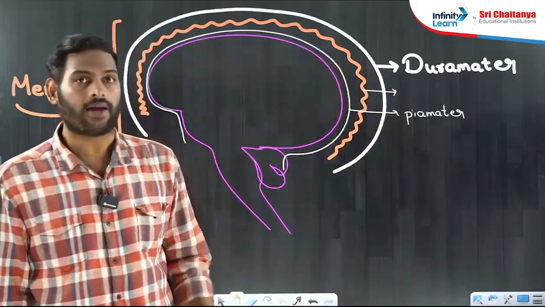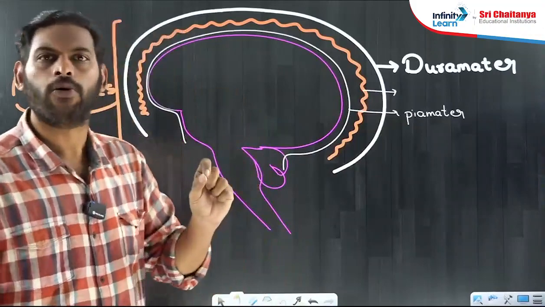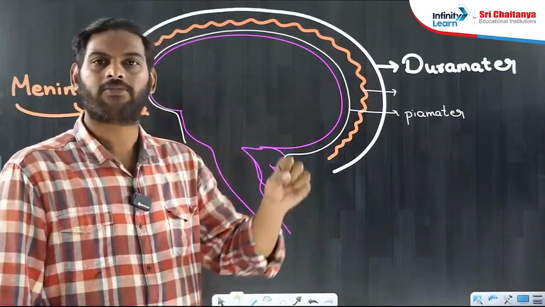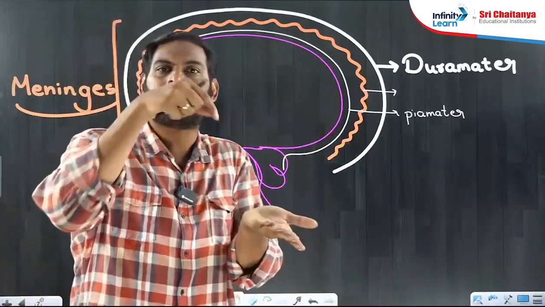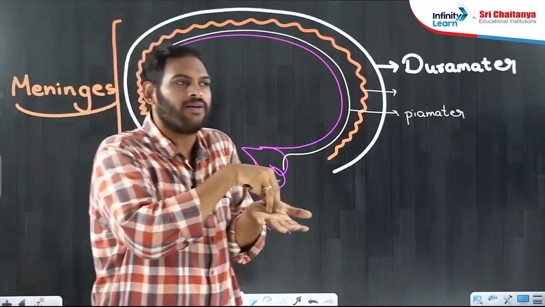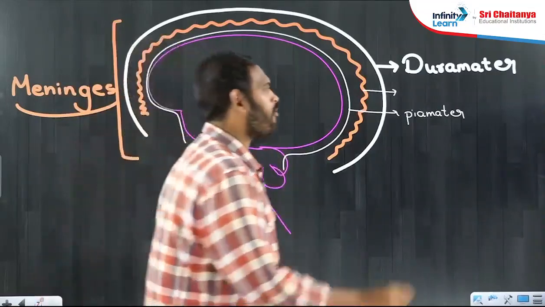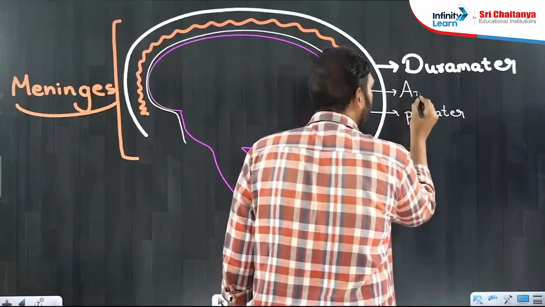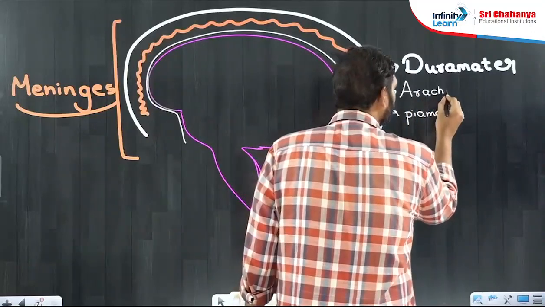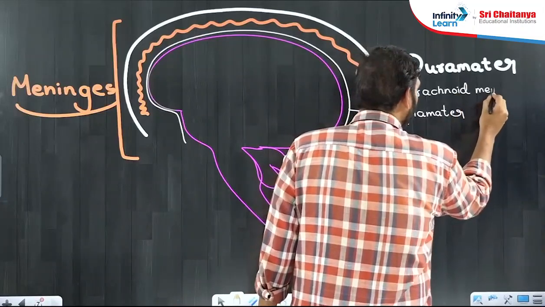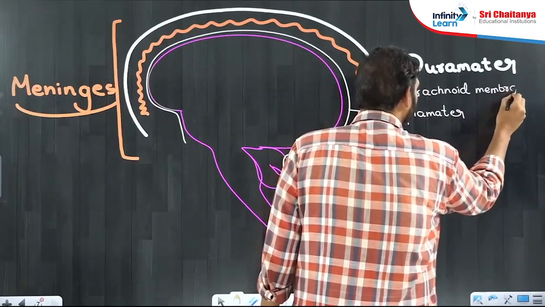This layer looks like, under the microscope, a spider's web filled with blood vessels and some cells. Because of this web-like appearance, this middle layer was named after the spider. Therefore, arachnoid layer, arachnoid membrane. Arachna means spiders.